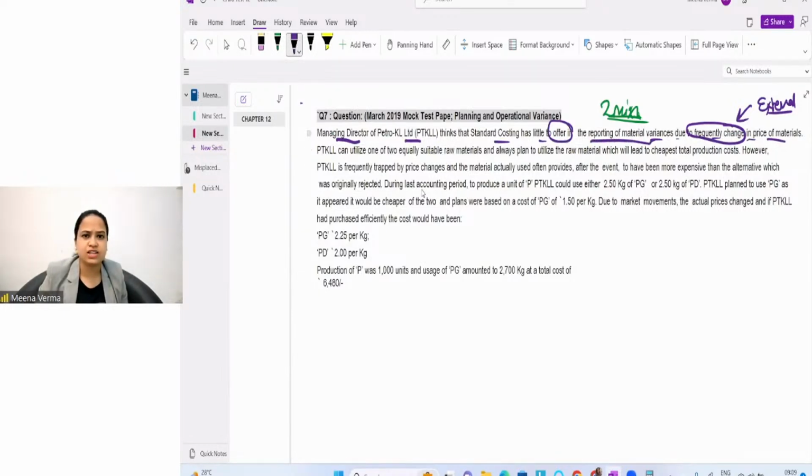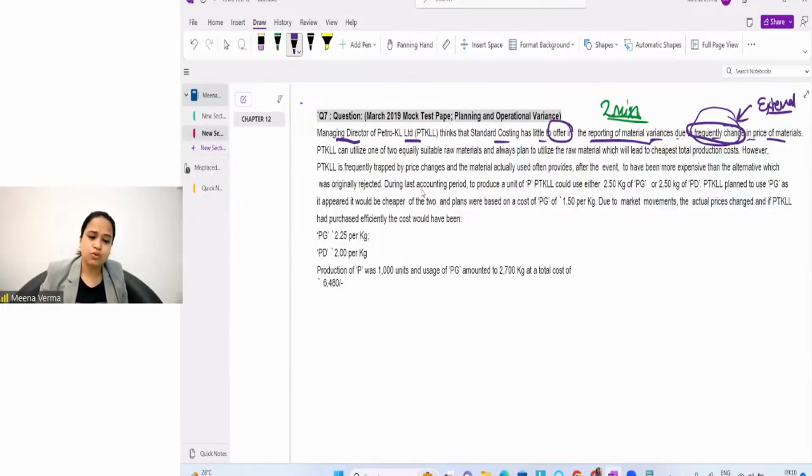Reporting material variance is of no use, because most of the changes that are happening are due to the external environment, right? Things outside are changing, so obviously the operational level manager is not responsible, but the planning level manager may be responsible. Do the planning properly; the strategic level manager should make proper planning for it, right? So the planning level manager is actually responsible for this variation.